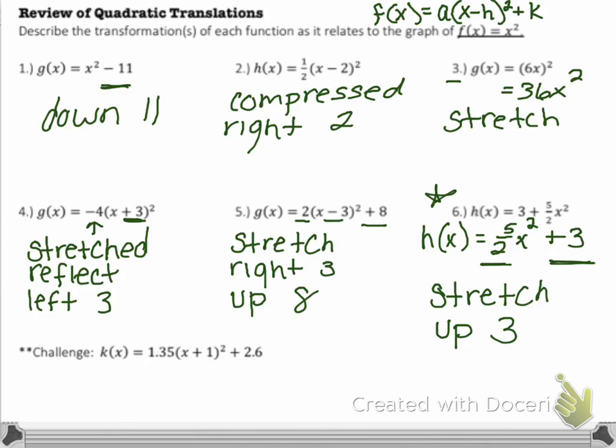So let's see if you guys can do the challenge totally on your own. So we have an a value that's greater than 1, so that means we're going to be stretched. We got Hank. All right, so we're going to go to the left 1, and then we're going to go up by 2.6.